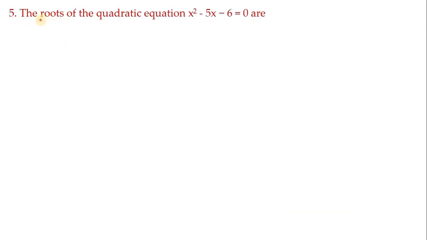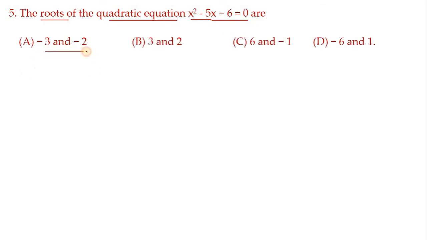Fifth one. The roots of quadratic equation x square minus 5x minus 6 equals 0 are: minus 3 and minus 2, 3 and 2, 6 and minus 1, minus 6 and 1. So roots are nothing but, after solving the quadratic equation, whatever answers you get, those answers are called roots. Hence, let me solve this quadratic equation. And it is a trinomial. Easily we can split the middle term.